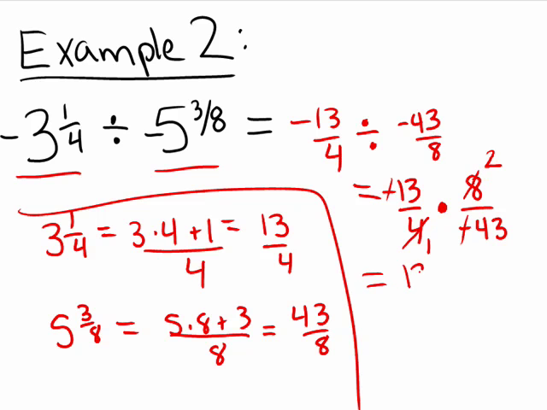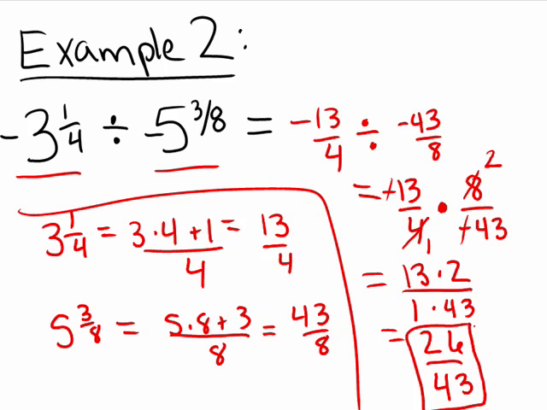So now I have 13 times 2 in the numerator and 1 times 43 in the denominator. So I have 26/43. And that's our final answer.